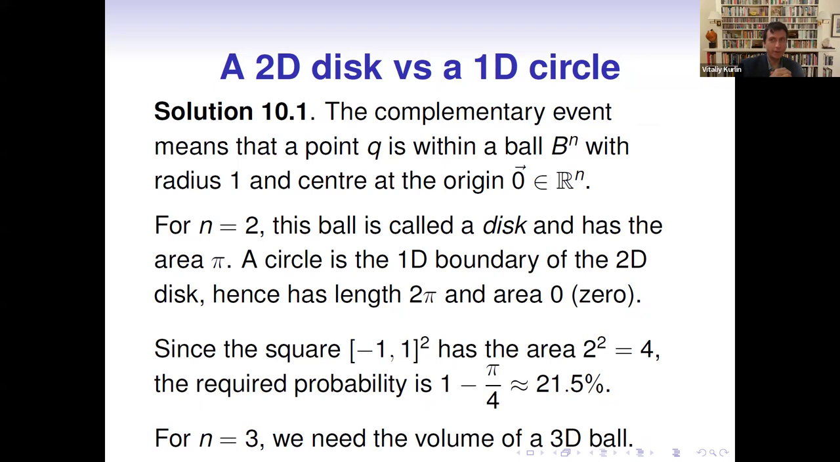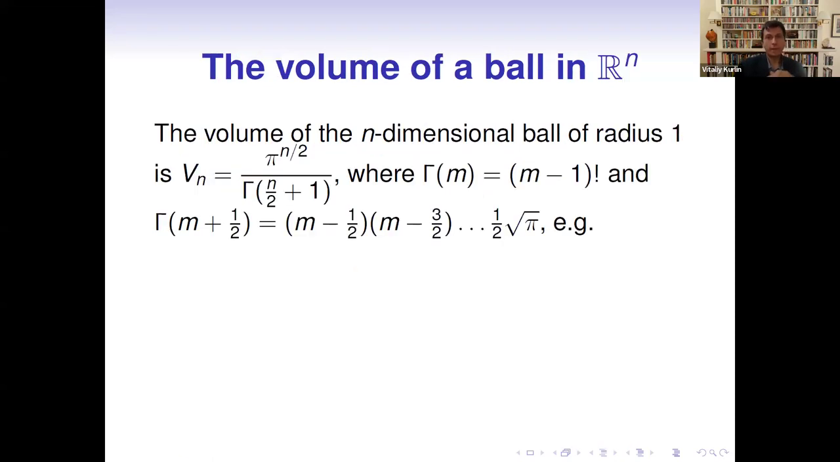So let me highlight here the difference. I'm talking about a two-dimensional disk whose boundary is a one-dimensional circle. That circle has a length but no area. So we distinguish disks and circles. And similarly, three-dimensional balls, which are solid objects, and boundary spheres, which are two-dimensional. For the unit ball, there is actually a formula in any dimension. And gamma here denotes the so-called gamma function. The gamma function is a bit complicated object, but it also has an explicit formula, so it can be computed exactly.